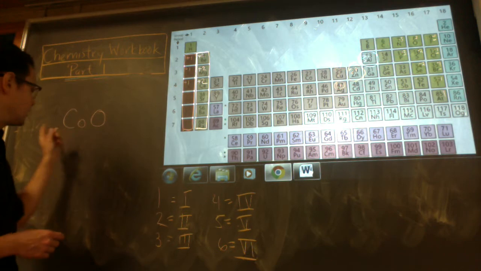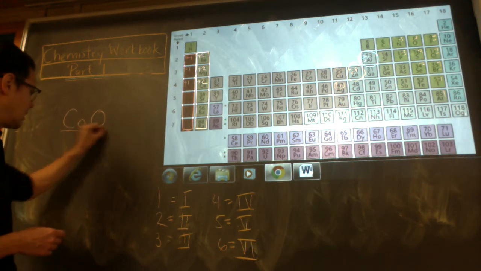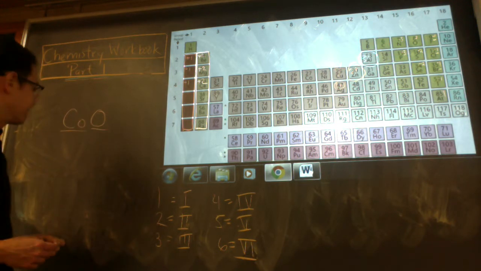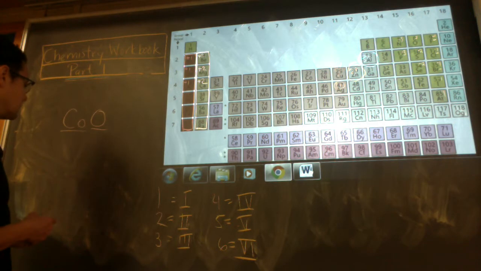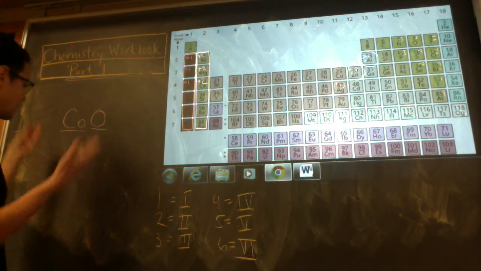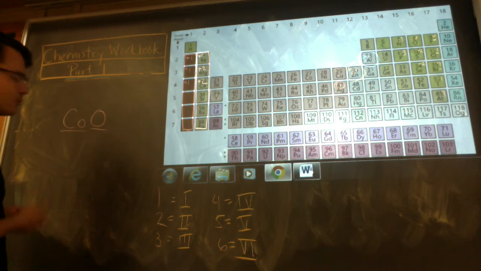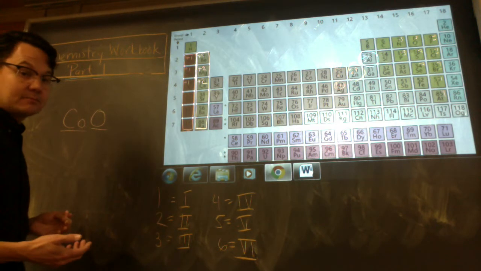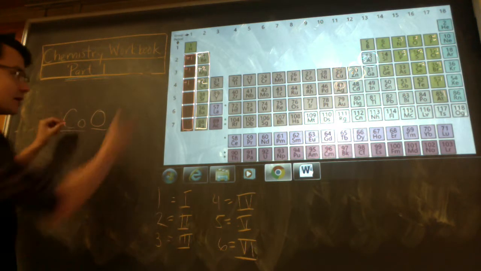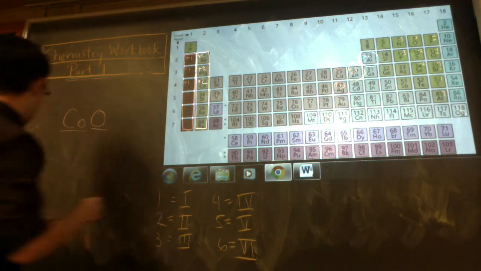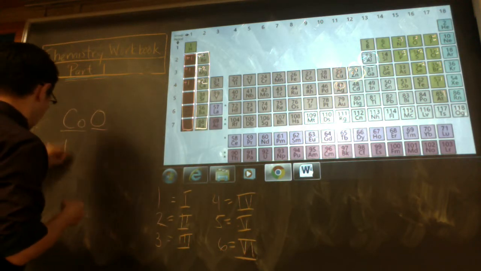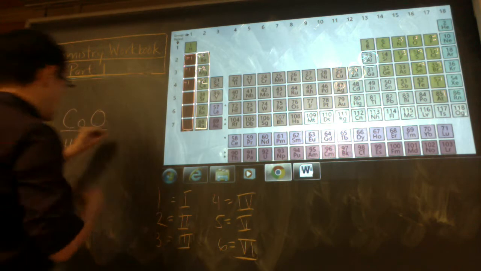So let's try a different one and see where we can run into problems. CoO, cobalt oxide. All right, so we're given this, and we're asked, what's the name of this compound? So we look at our periodic table, say, okay, well, Co is cobalt, and O is oxide.